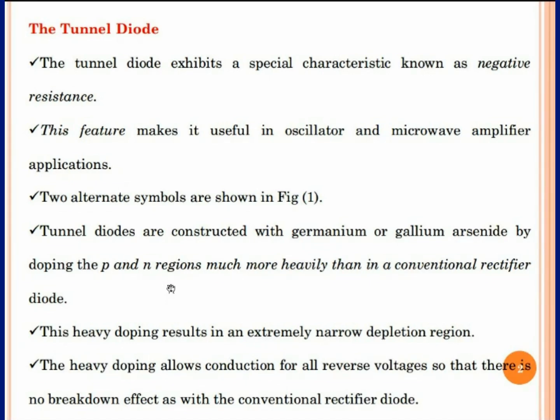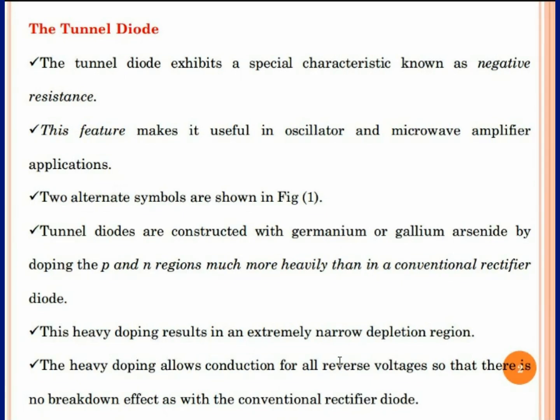In other terms, if you dope it heavily, then the free electrons will be more, because we know how the doping process happens. In that way also you can imagine these heavily doped systems. So this heavy doping results in extremely narrow depletion regions. If you dope it heavily, the PN junction depletion region will be very narrow.